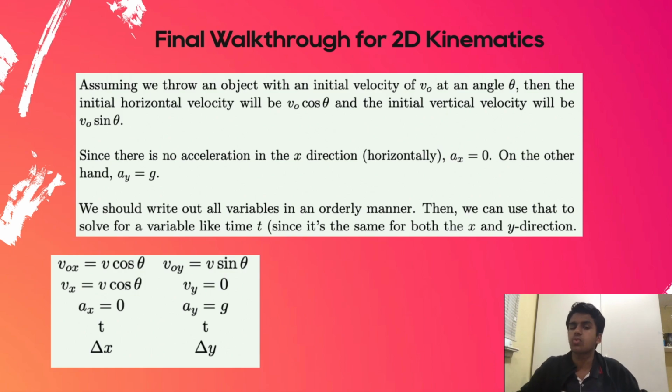Please write out all your variables in an orderly manner for all 2D kinematics problems. For example, I have written out the variables separately for the x and y direction. So when I solve a problem, I know that this variable represents something for the x direction, while this one represents something for the y direction.